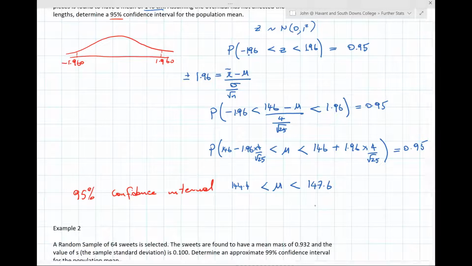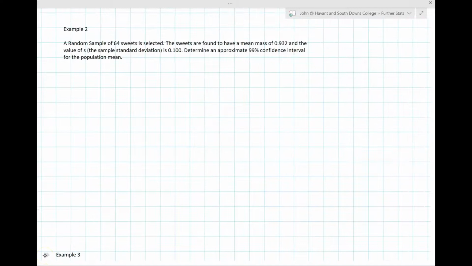Same idea, but I just want to do a different example with a slightly different context, and talk about the issues about when we can use this technique. Okay, so here's another example.